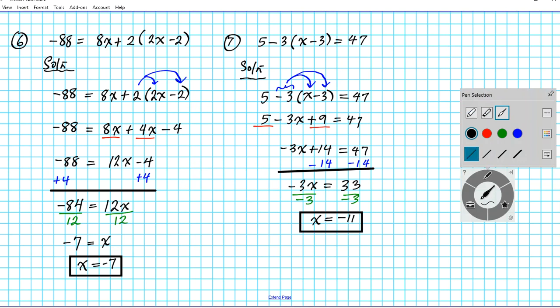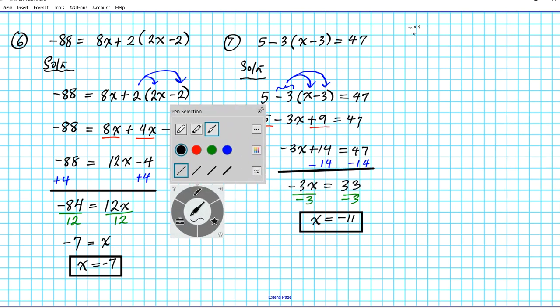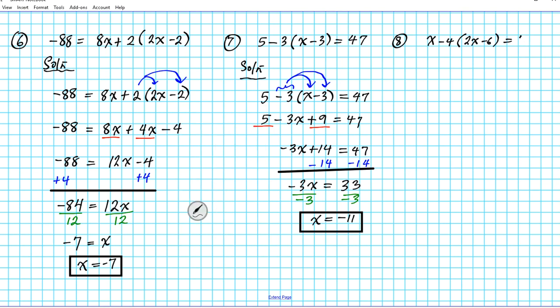Alright, let's take a look at question 8. For question 8, let's say we have the equation x minus 4 times the quantity 2x minus 6 equals 73.